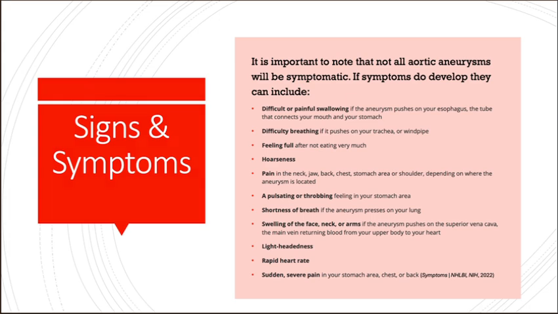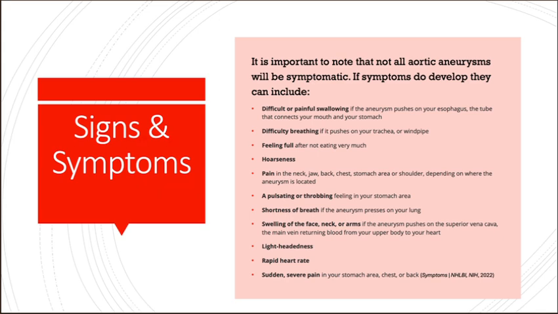This is if the aneurysm is pushing against the trachea or windpipe, feeling full, a hoarseness of a patient's voice, pain in the back of the neck, jaw, chest, stomach area, or shoulder, depending on where the aneurysm is located, as well as a pulsing or throbbing feeling within the stomach area. That pulsing and throbbing feeling is something that can actually be visualized sometimes, especially if the aortic aneurysm is severe. I've only seen this one time in my practice of being a nurse, and it was very scary to witness.